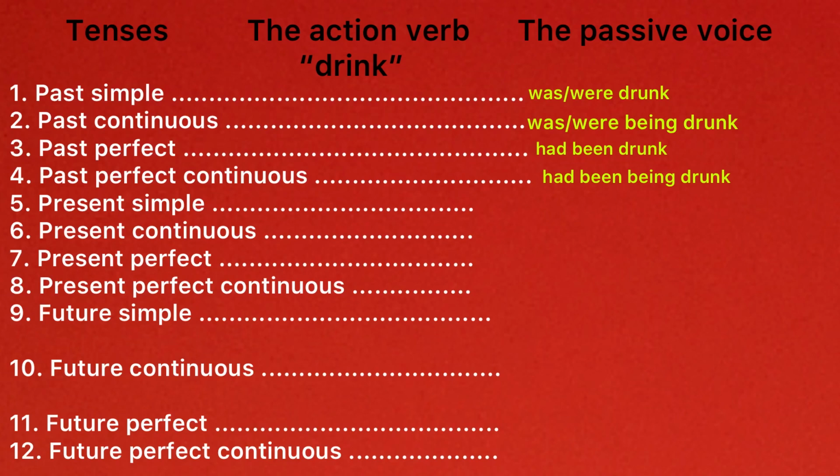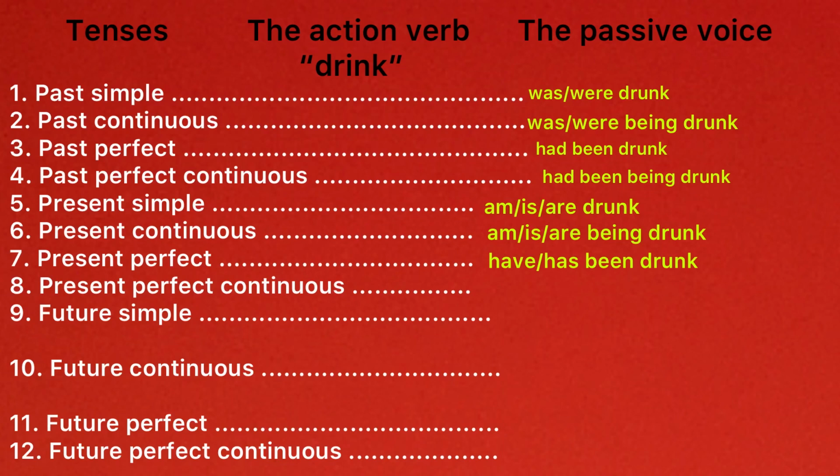Present simple of drink is is, am or are drunk. Present continuous of it is is, am or are being drunk. Present perfect of it is have or has been drunk. Present perfect continuous of it is have or has been being drunk.